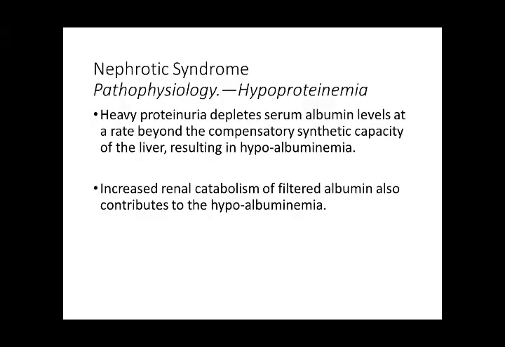In nephrotic syndrome, heavy proteinuria depletes serum albumin level at a rate beyond the compensatory synthetic capacity of the liver, resulting in hypoalbuminemia, right? Resulting in hypoalbuminemia. Increased renal catabolism of filtered albumin also contributes to the hypoalbuminemia.